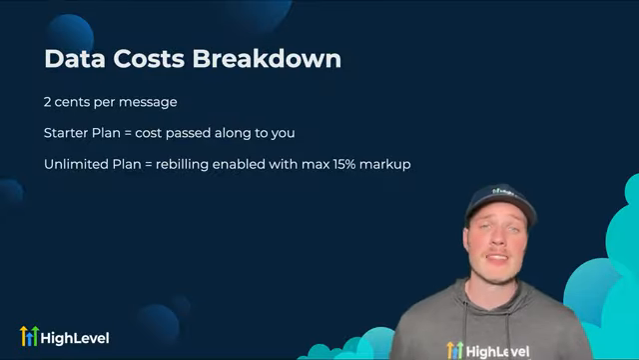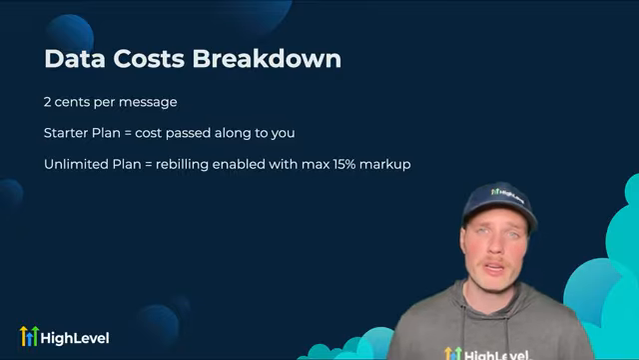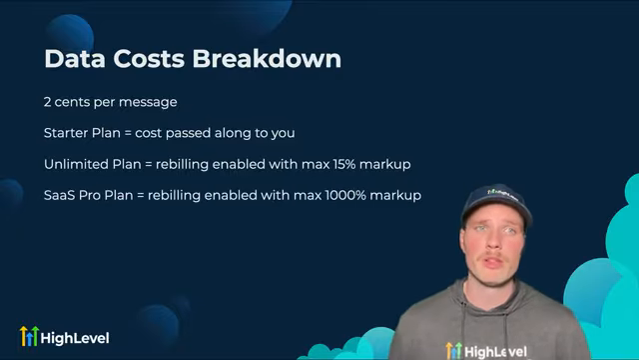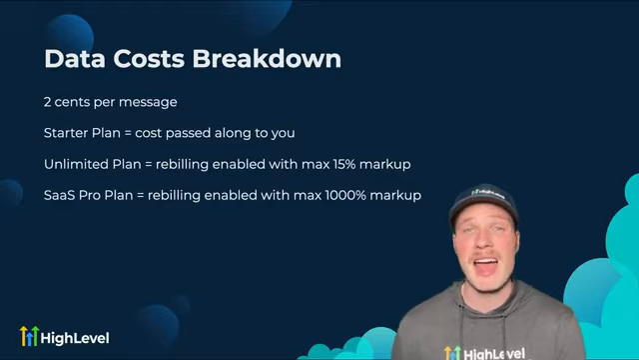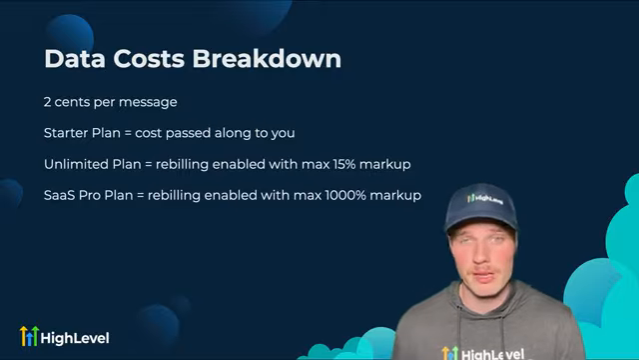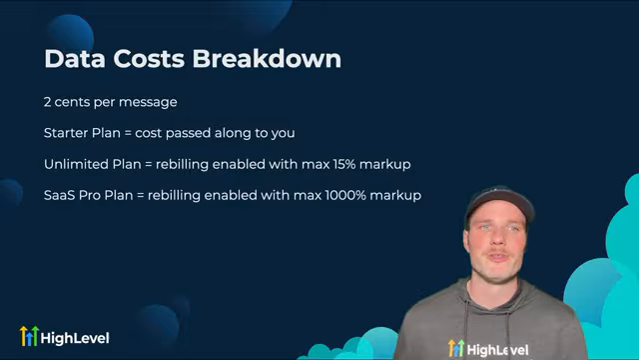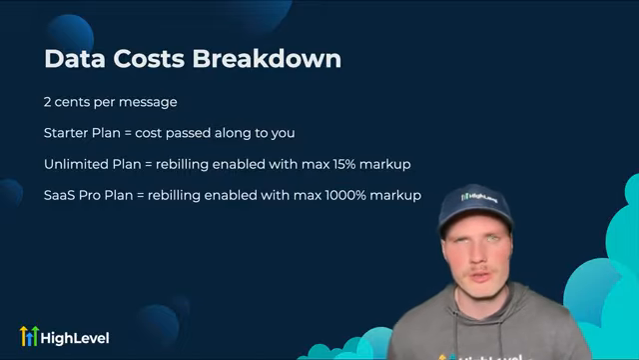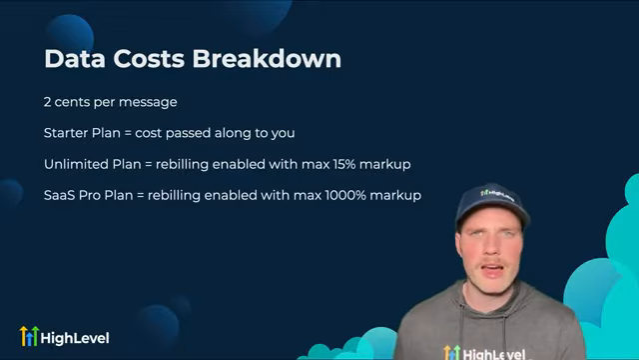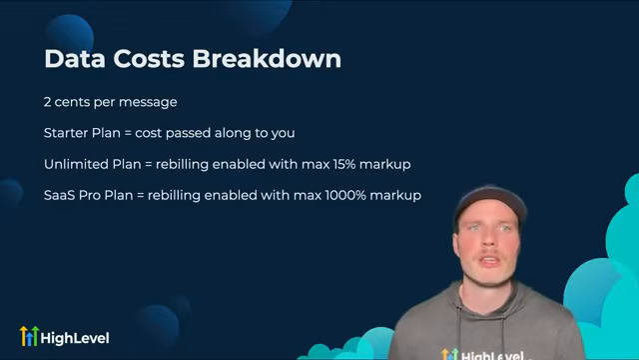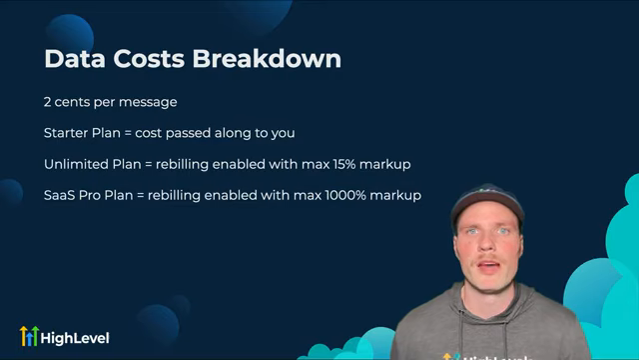And lastly, at the SaaS Pro plan level, the $497 a month, you have the ability not only to pass along the data charges, but you can mark them up as much as 1,000%. So that would be a maximum of 20 cents per message, and you would keep 18. I don't recommend going that high. I think that's a bit unreasonable, but you can have a lot more flexibility with how you pass along the data.